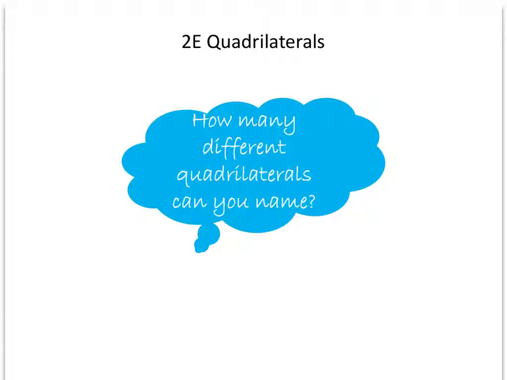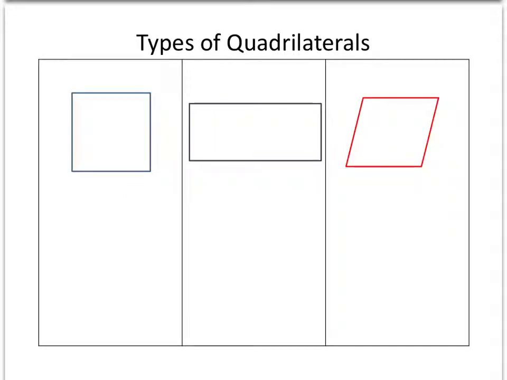Okay, so now that you've got all the ones that you know, we're going to take a look at the special ones that you need to know. The first one, hopefully that you were able to name, is a square. Okay, so a square is a really special quadrilateral. A square has four equal sides, and I'm gonna show that with four equal dashes.